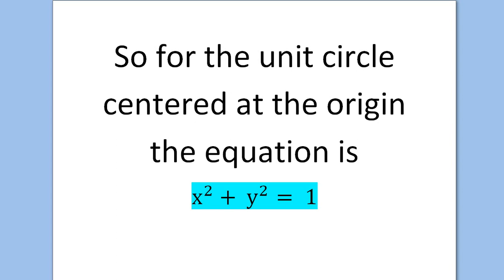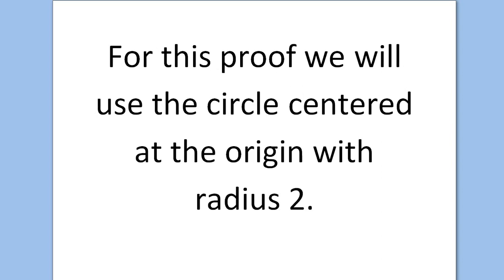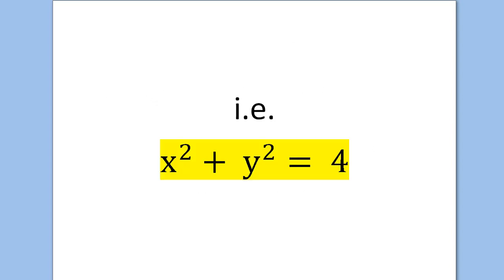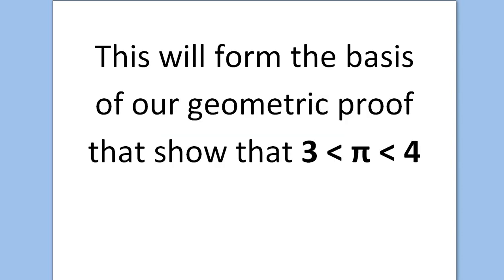So for the unit circle centered at the origin, the equation will be x^2 + y^2 = 1. For this proof, we will use the circle centered at the origin with radius 2. That will become clear later why we're choosing that. It's just easier to work with for this proof. So we're going to be using the circle x^2 + y^2 = 4, because r is 2, so you square 2, you get 4. This will form the basis of our geometric proof that shows that 3 is less than pi is less than 4.